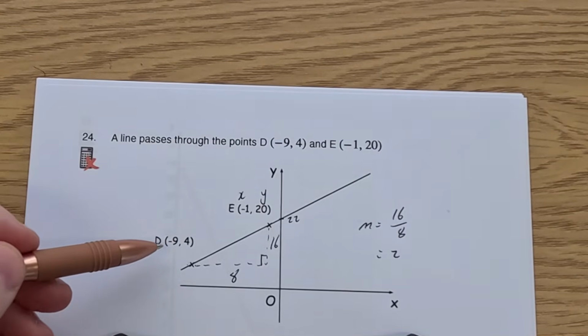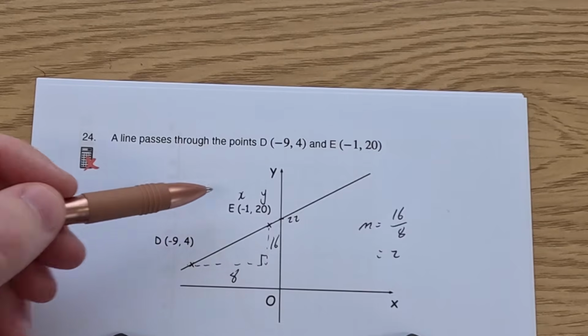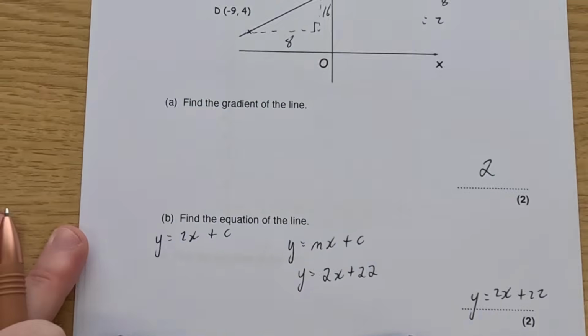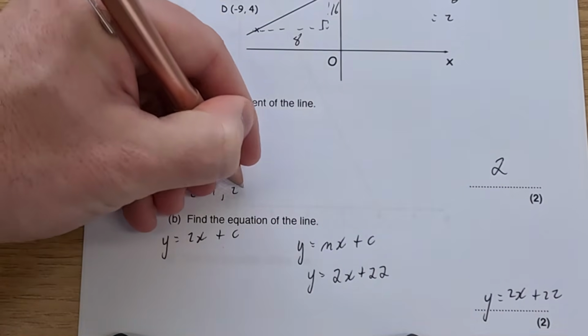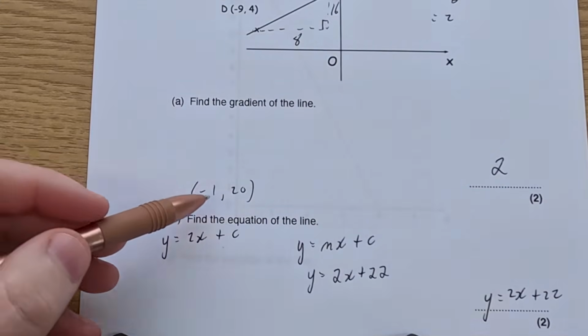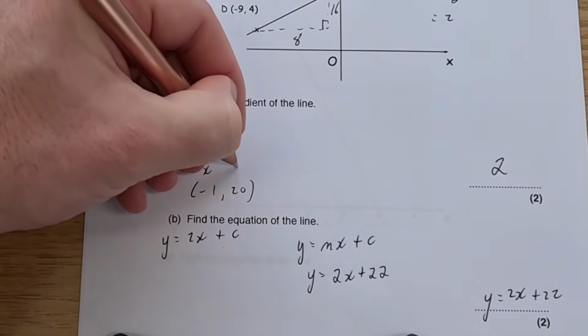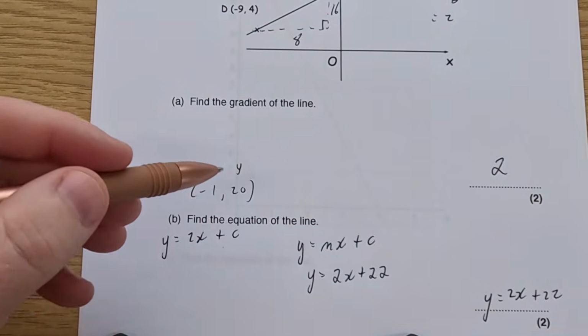So the line passed through the point (-1, 20). We could choose (-9, 4), but I'm going to choose (-1, 20) just because I think it's going to be a little bit easier to use those numbers, but you could choose any point that the line passes through. I'm just going to write it down here, (-1, 20), and we know that it passed through that point. So the x-coordinate is equal to -1 and the y-coordinate is equal to 20.